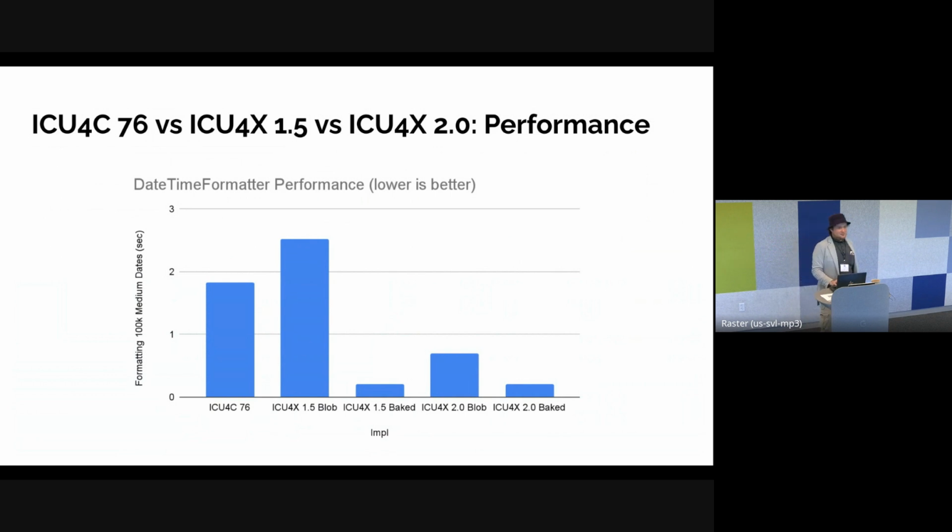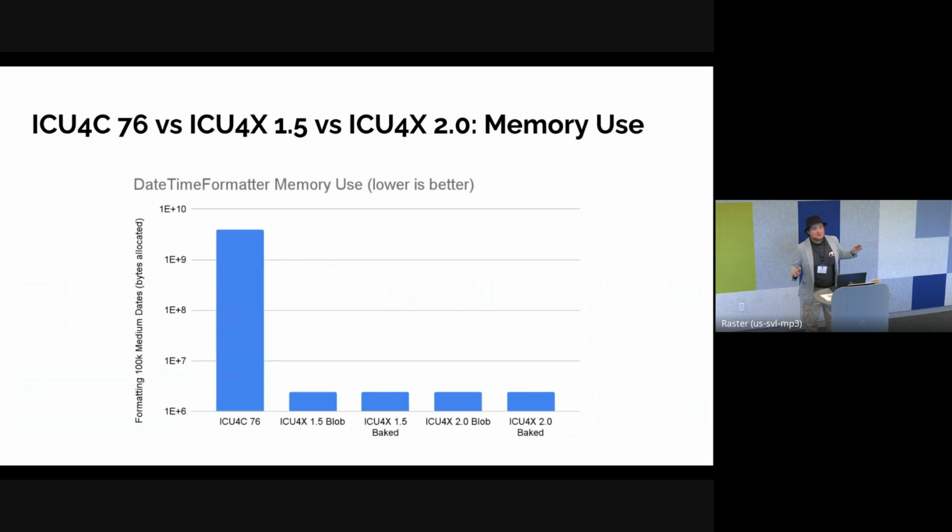You can see the ICU4X baked numbers are quite small compared to ICU4C 76. ICU4X 1.5 blob is a little bit higher than I thought it was, but problem solved because ICU4X 2.0 blob is also quite efficient. I can tell you some of the reasons why. Actually, I'll save the reasons for a few slides from now and show you what changed with datetime format. So the takeaway from this slide is ICU4X is an order of magnitude faster than ICU4C for datetime format. How about for memory use?